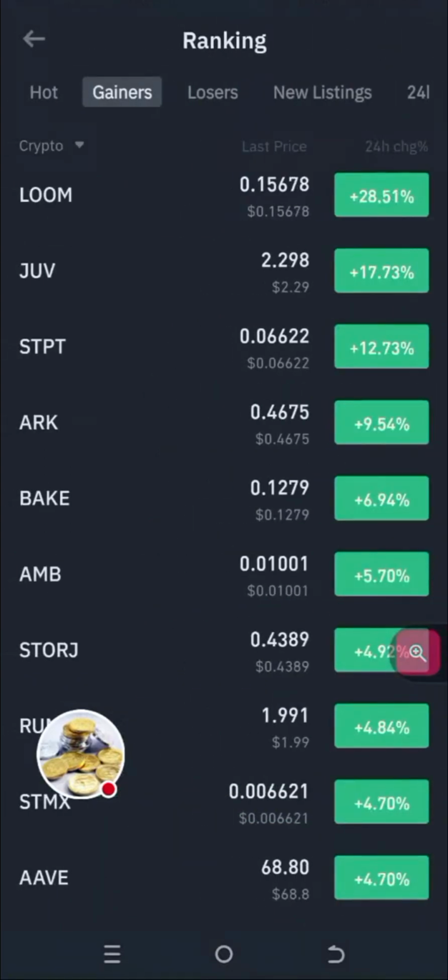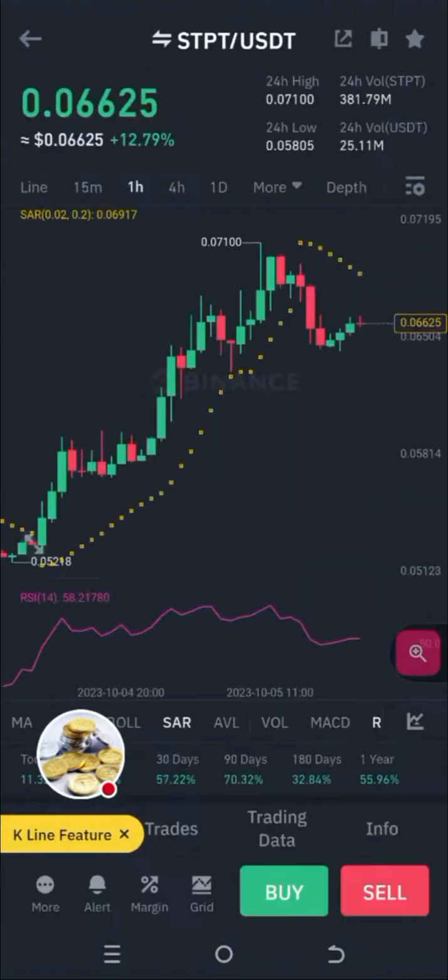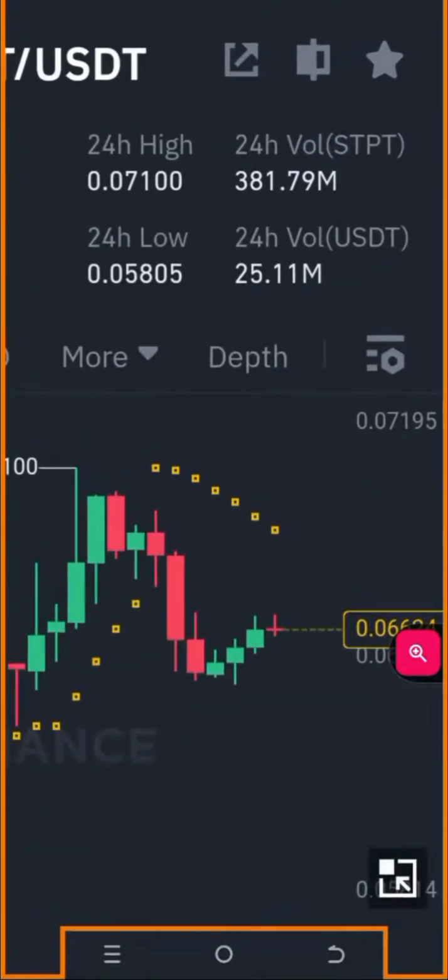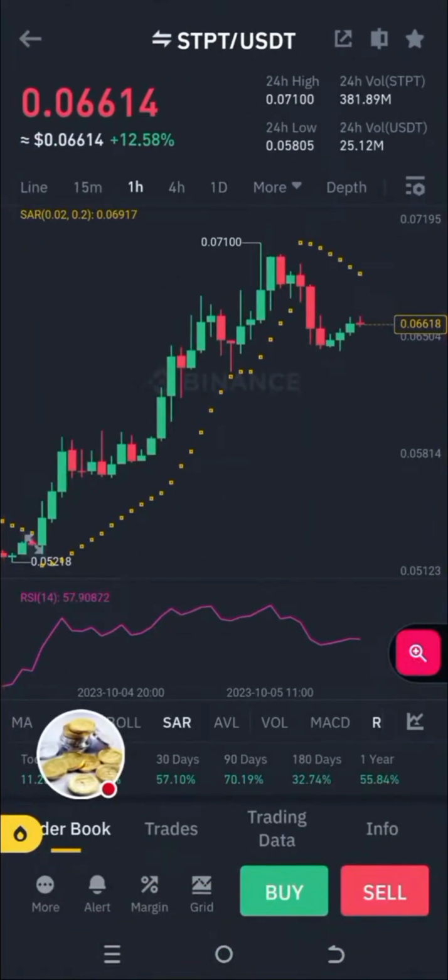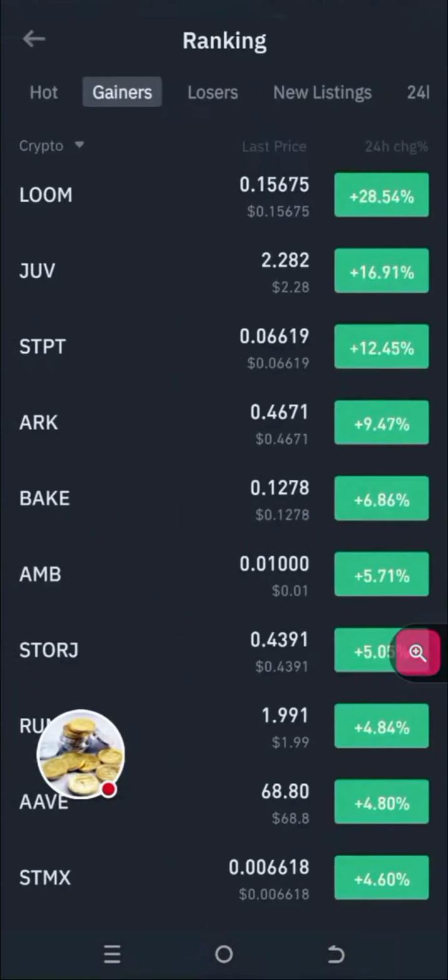Let's look at STPT. That looks like something I would like to take. But no. Why wouldn't I take this? The parabolic SAR has gotten to a point where I know right now for sure that it's actually in a downward trend. I'm not going to take this. You can see we have 1, 2, 3, 4, 5, 6, 7 parabolic SAR dots. I wouldn't take it, even though it's looking like a very nice coin to choose.